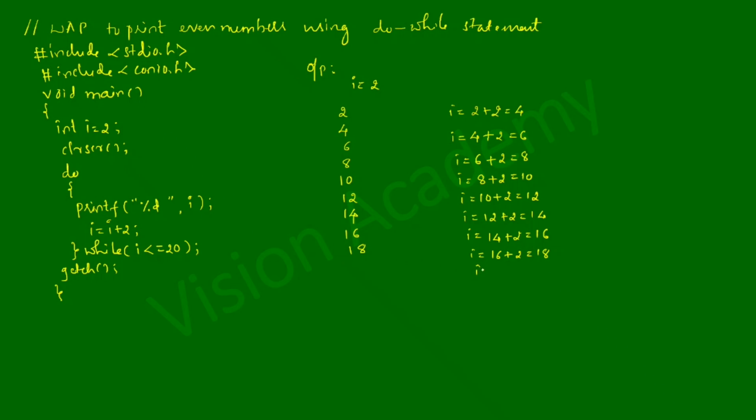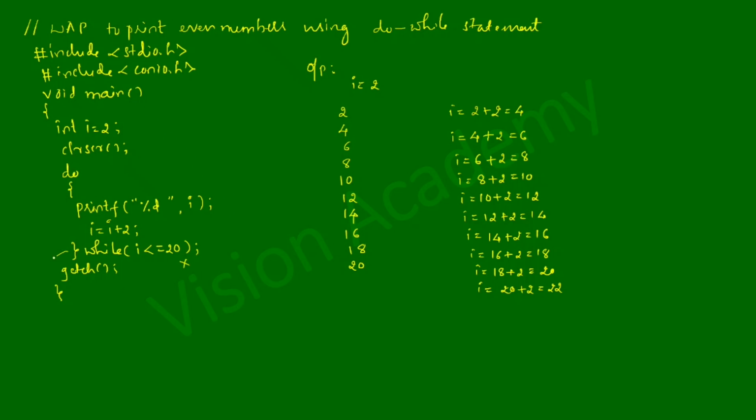Now the i value will get incremented by 2. 18 + 2 = 20. So now 20 is less than or equal to 20. Yes, it is true. Once again, it is going to print the value of i, that is 20. Once again, i is 20 + 2. It will become 22. So is 22 less than or equal to 20? No. This time the condition fails.